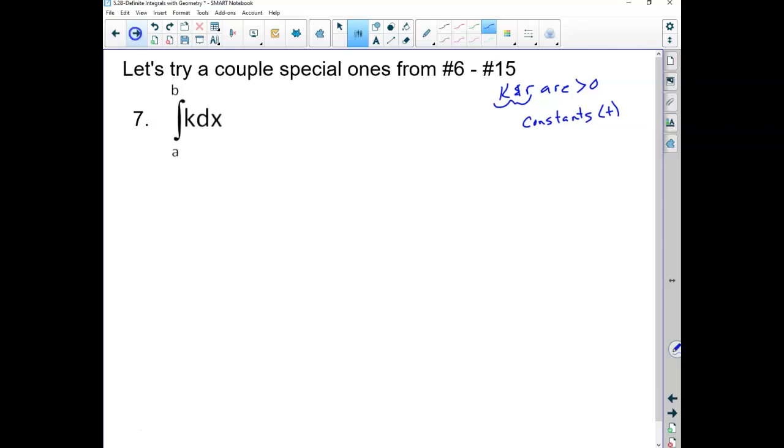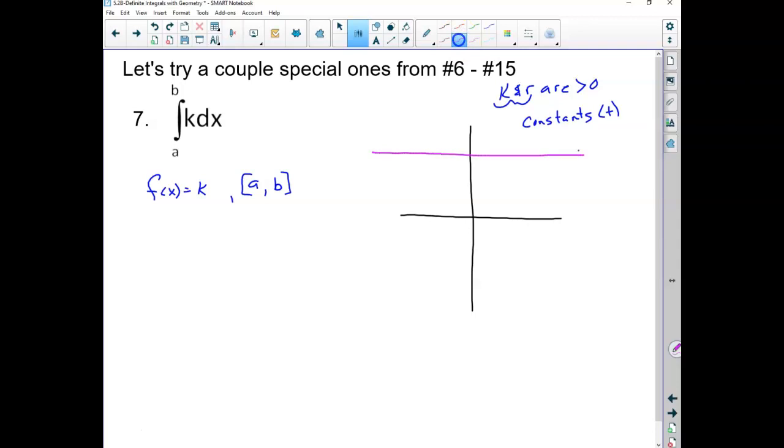So when I'm looking at my function over here, f of x equals k. I don't know what it is, but it's a constant, and I need my area from A to B. Oh boy, I have no numbers on here. Well, that's okay. We don't need numbers because all we need is a graph to see what we're looking at. The graph of a constant is y equals k. It's a horizontal line. And I don't know where A and B are. I can put them wherever I want.